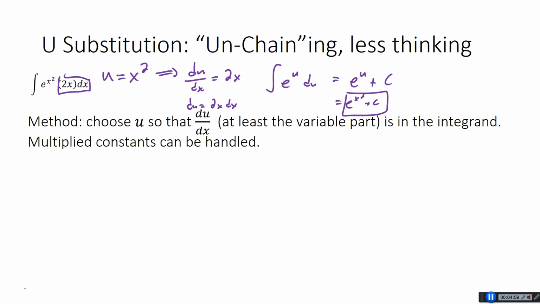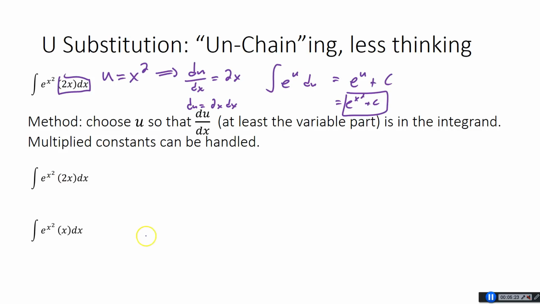So what's our method here? Choose u so that du dx, at least the variable part, so we see du dx is 2x, is in the integrand. Multiplied constants can be handled. I'll talk about that a little bit later. So like if there was a 4 in the front here, I would still do exactly the same thing, right? Multiplied constants you can just pull out and deal with them later. Don't worry about it. Also, if this was just x instead, which is what we're going to look at right now, we're still going to be able to deal with that x.